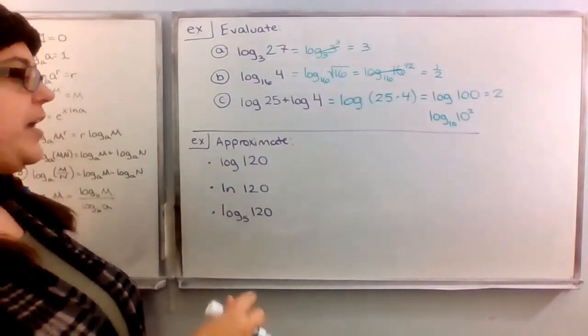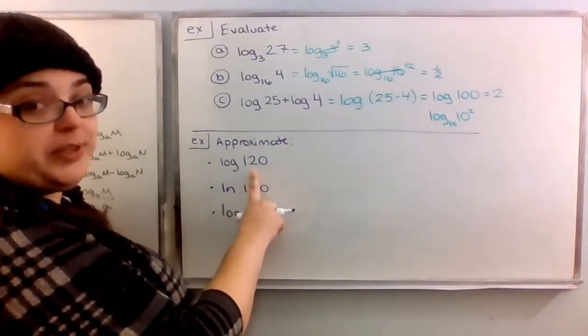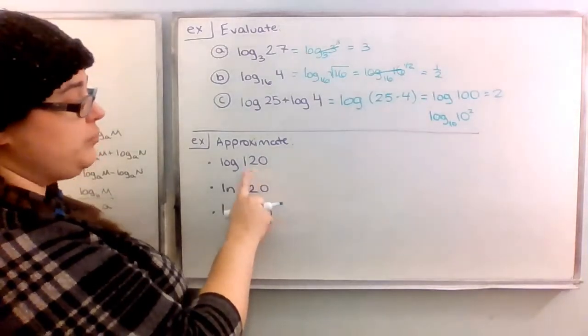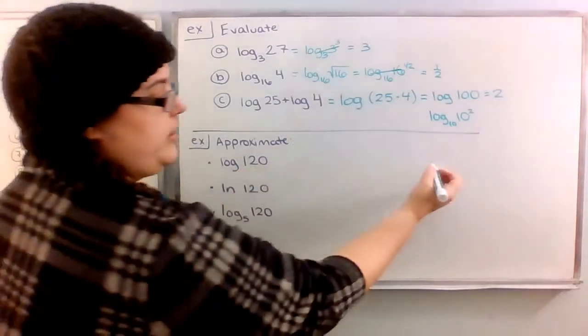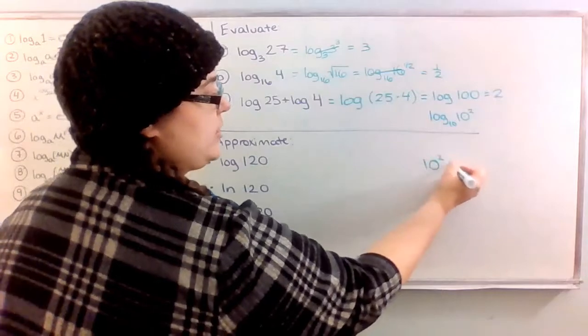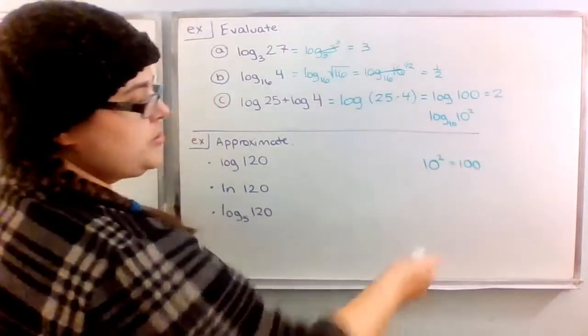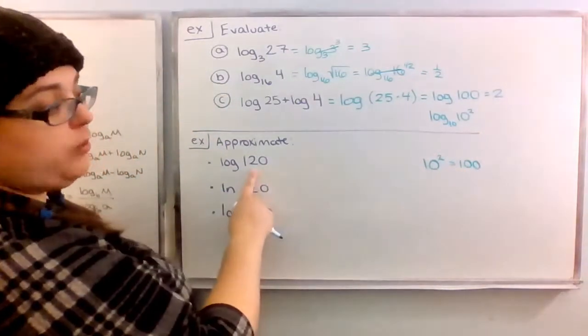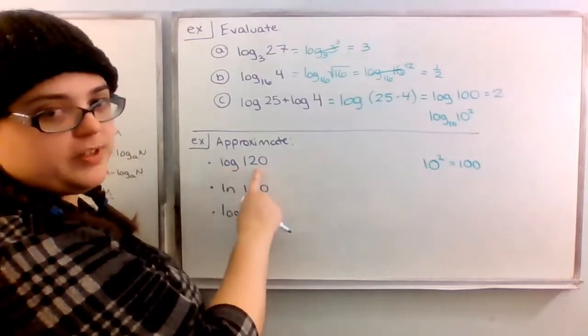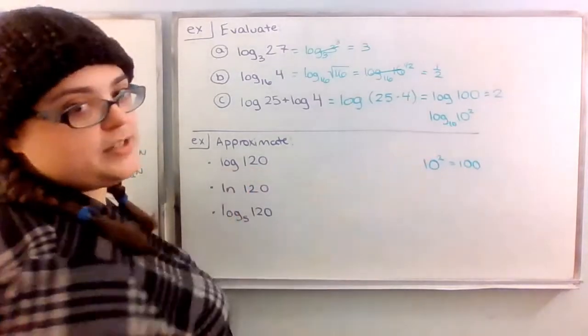So I'm going to expect this one to probably be pretty close to 2, because the base here is 10, and 10 squared is 100. So 100 is pretty close to 120. And since the logarithm gives me an exponent, I'm going to expect an answer close to 2.